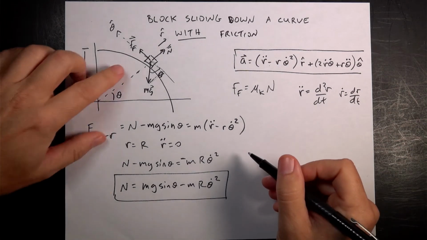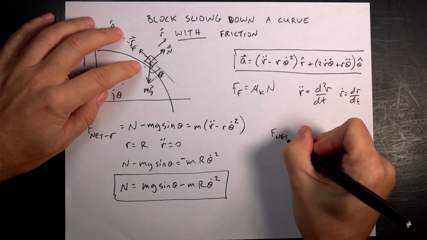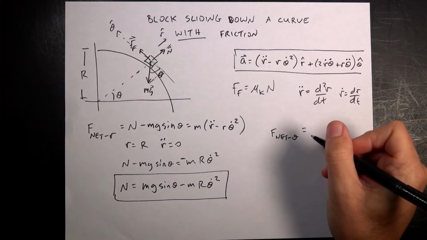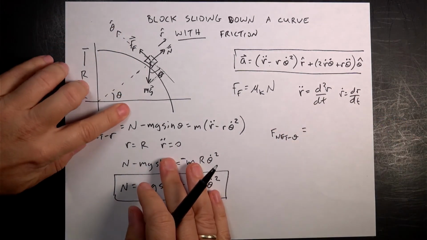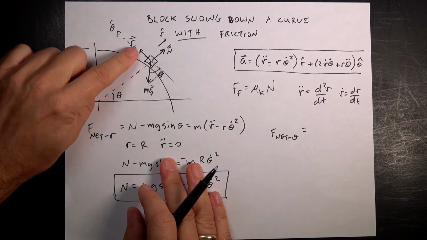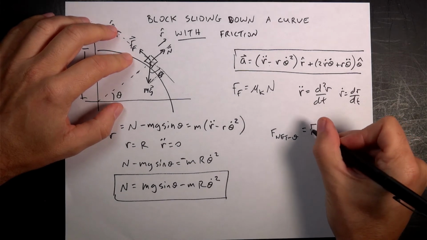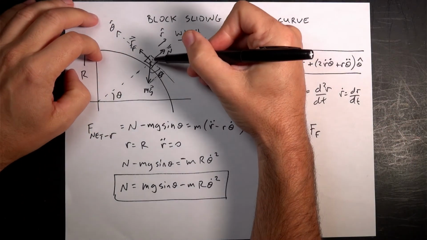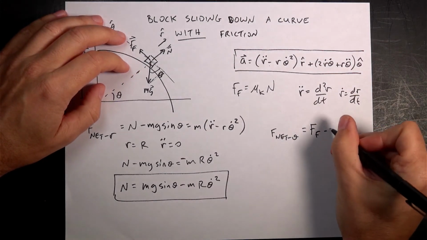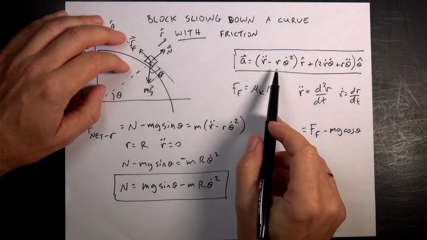I'm going to write it right here while I have the diagram. Let's do my Fnet theta direction, just the forces, and then I'll write it as an equation. So what forces act in the theta direction? As theta increases this way, theta hat is that way. So the friction force is actually in the positive theta direction, so it's going to be F friction. And then I have a component of the gravitational force right here, so it's going to be minus mg cosine theta, and that's going to be equal to this.